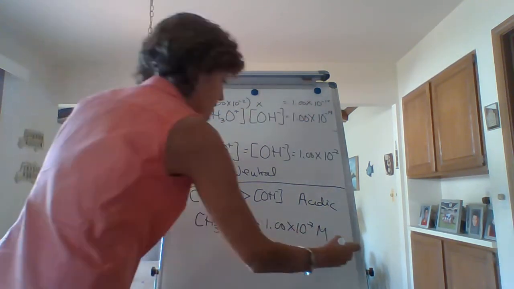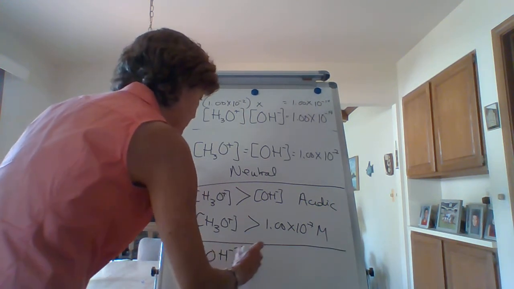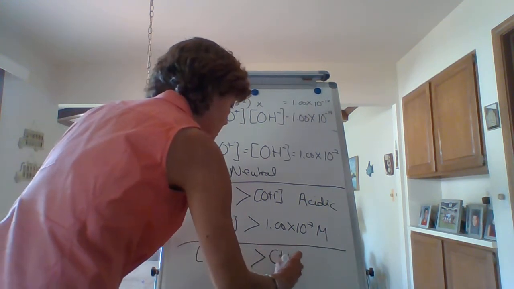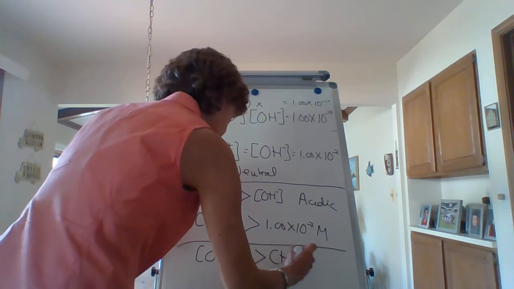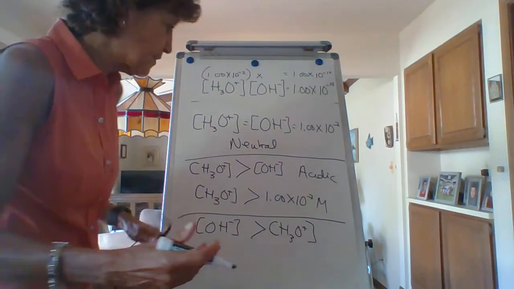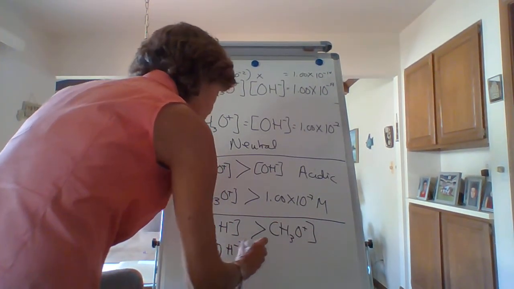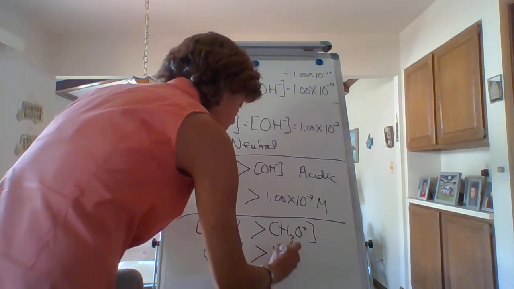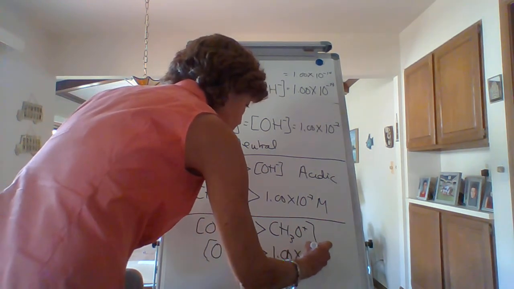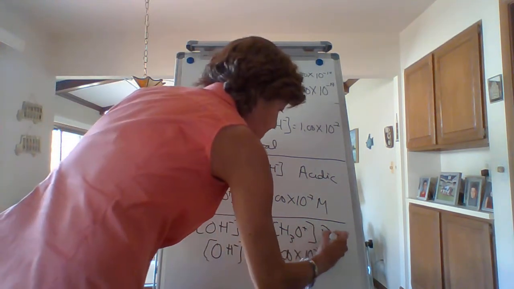Okay? The other scenario, if the hydroxide ion is greater than the hydronium ion, so if you have more concentration of hydroxide than hydronium, and if the hydroxide ion is greater than 1.00 times 10 to the minus 7 molar, what is the solution going to be? Basic.